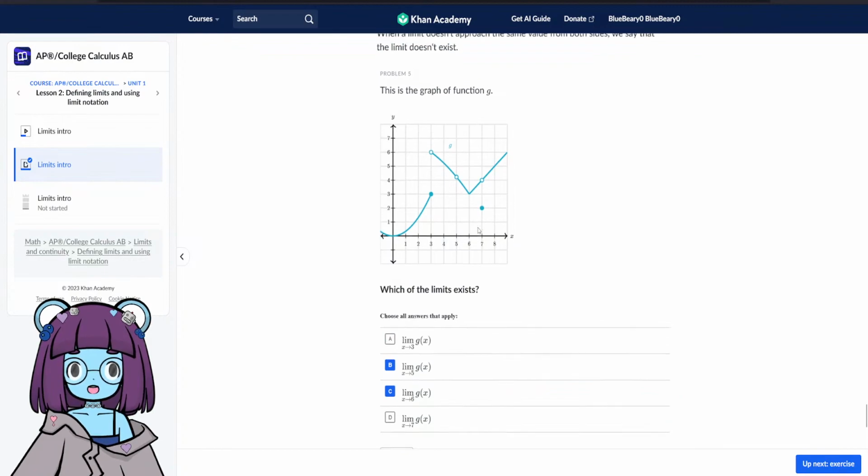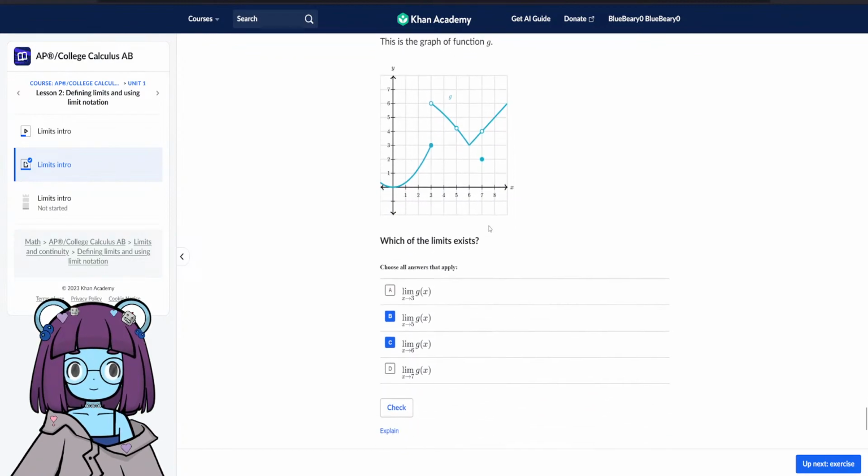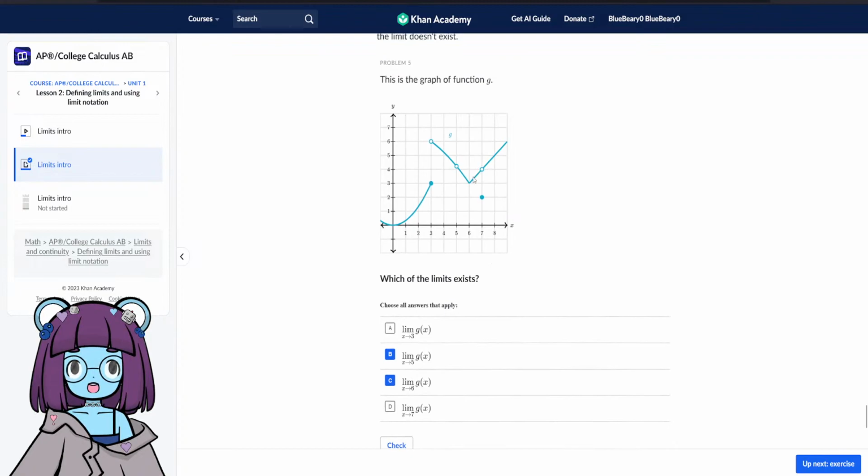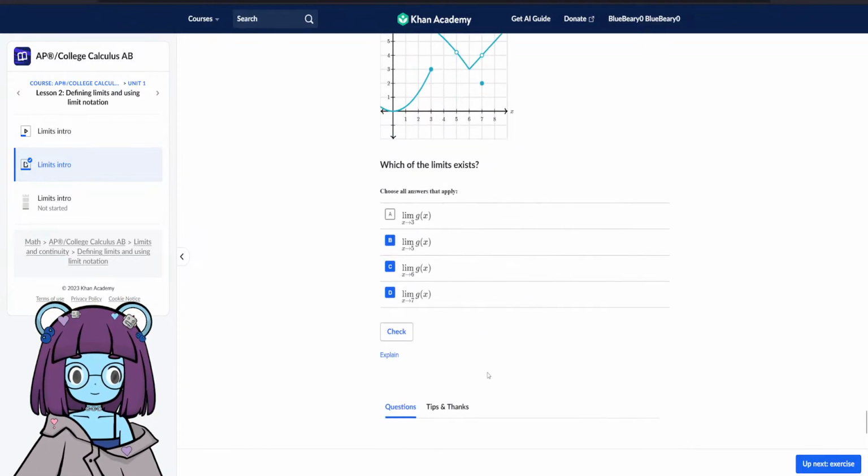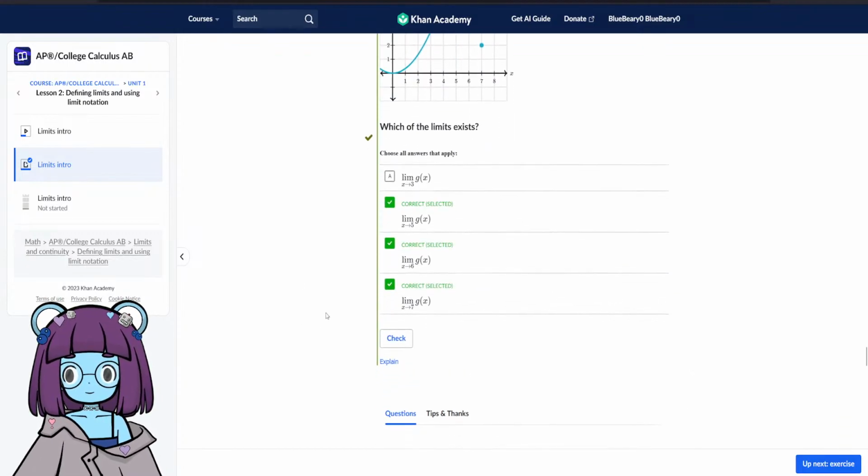7. 7's a tricky one. I would also say that it does exist because it approaches both sides and goes to the same point, even though at x equals 7 the value is 2, it approaches 4. Let's check. Yay!